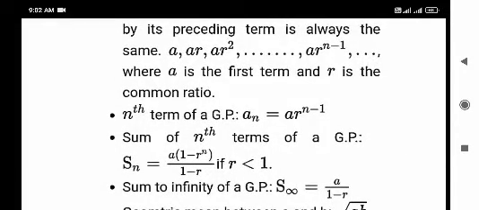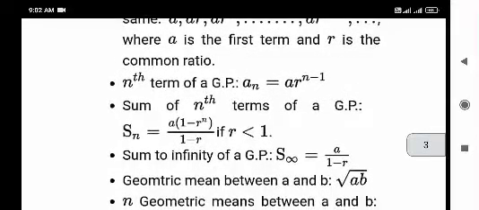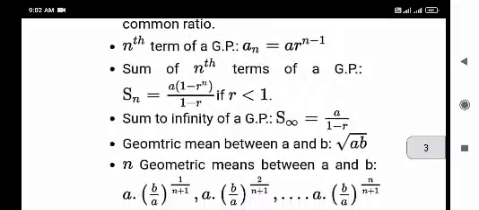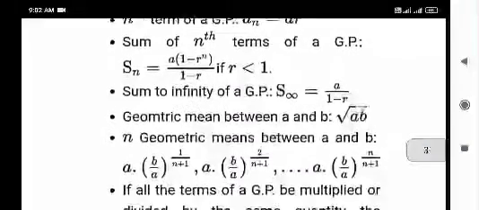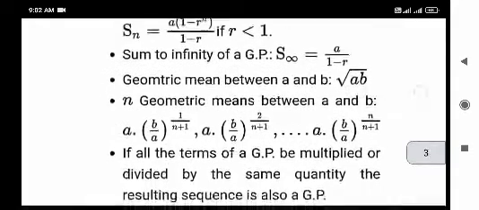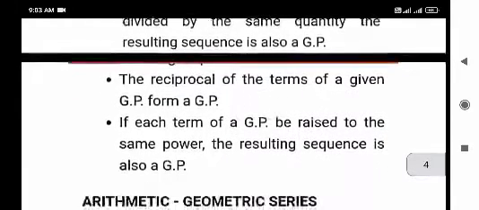The nth term of it is an is equal to a into r to the power n minus 1. Sum of n terms can be obtained by using the formula Sn is equal to a into (1 minus r to the power n) upon (1 minus r), for r less than 1. Sum of infinite terms, S infinity, is equal to a upon 1 minus r. Geometric mean between the two values a and b is the square root of ab, right? Next, the reciprocal of the terms of a given GP is also a GP.